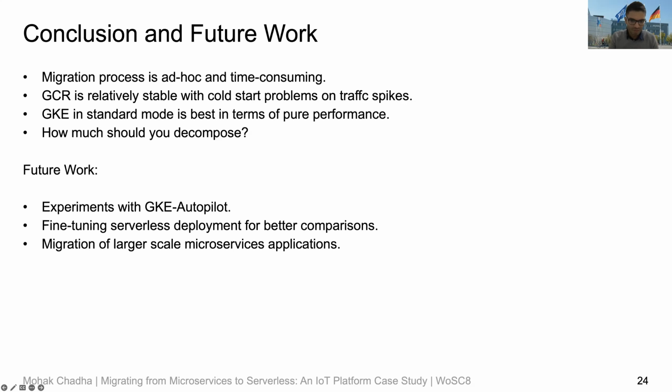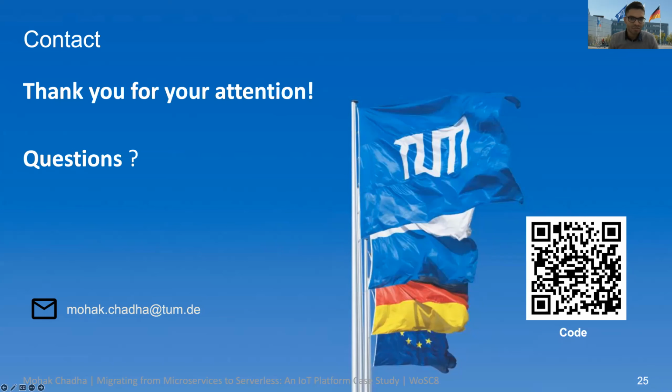In the future, we plan to work with GKE Autopilot, which is a new thing, and also different configurations of FaaS, for example, increasing concurrency per function instance and provisioning a minimum number of instances, for example, in GCR. We are also looking at a bigger microservice application, to do this migration process in a more principled way and try to automate it. So that's it. Thank you for your attention.